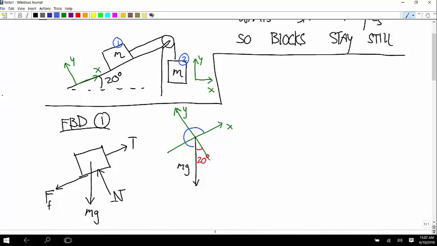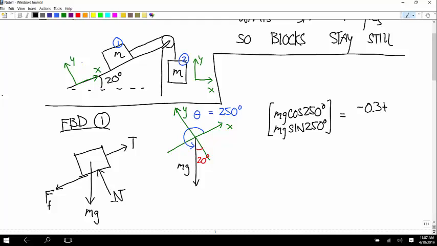And so if we're trying to find this angle theta, that's going to be 20 degrees short of 270, so 250. And so that weight is going to be mg times cosine and sine of 250. And that is negative 0.342 mg, negative 0.940 mg.